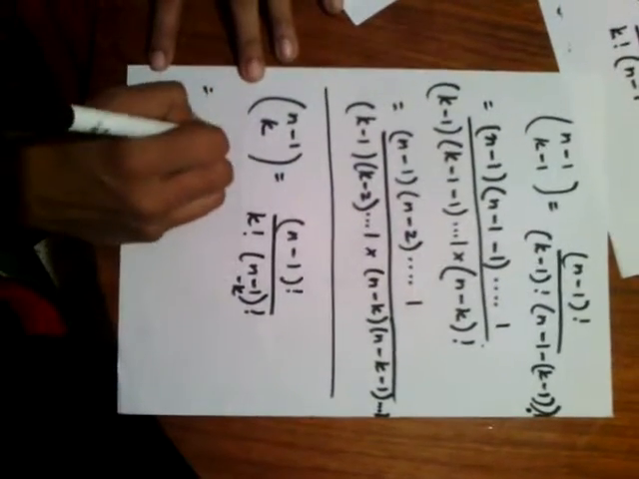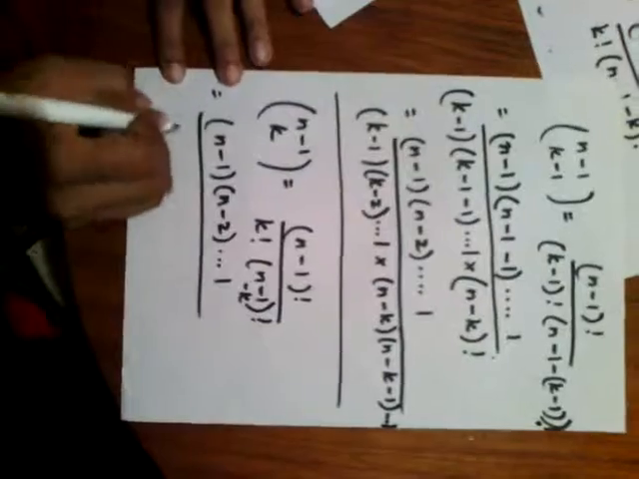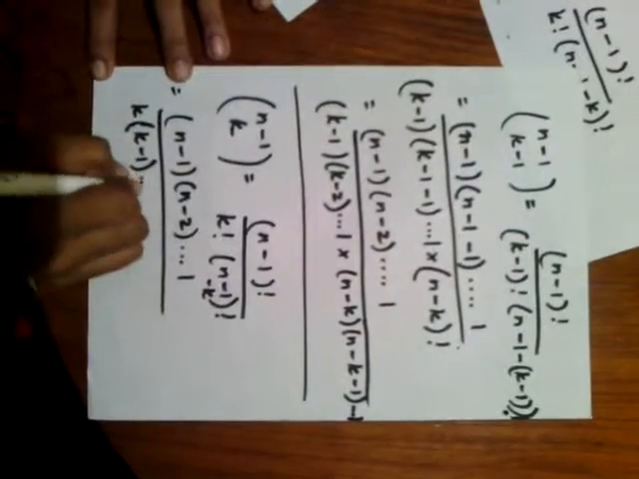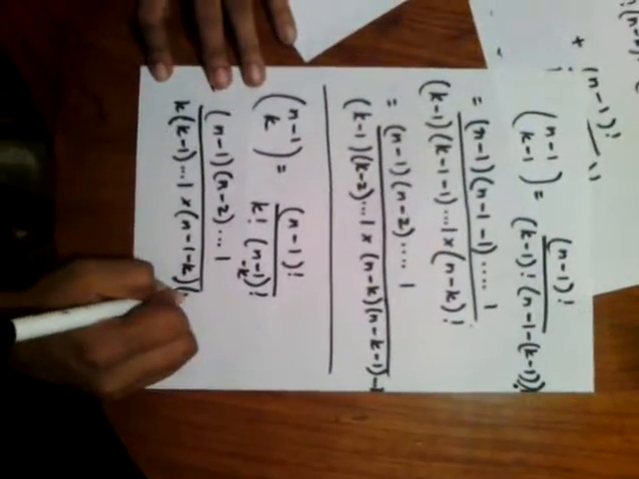What is that? That is n minus 1 times n minus 2, all the way down to 1. And in the denominator you have k factorial, which is k times k minus 1, etc., all the way to 1, times n minus 1 minus k as my first term, n minus 2 minus k as the second term, and it goes on, right?